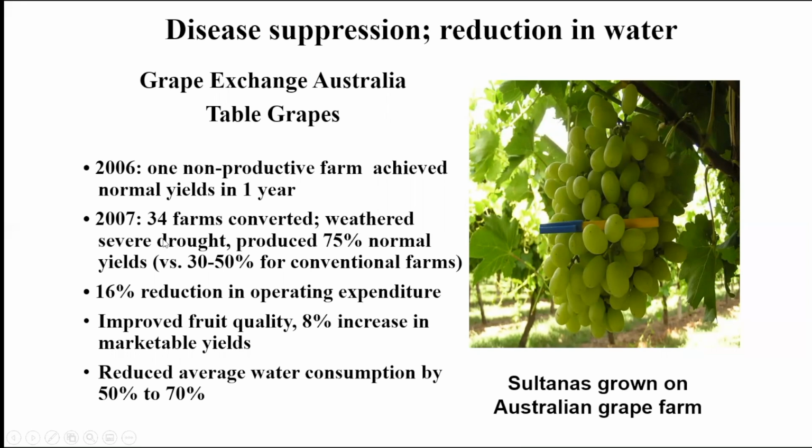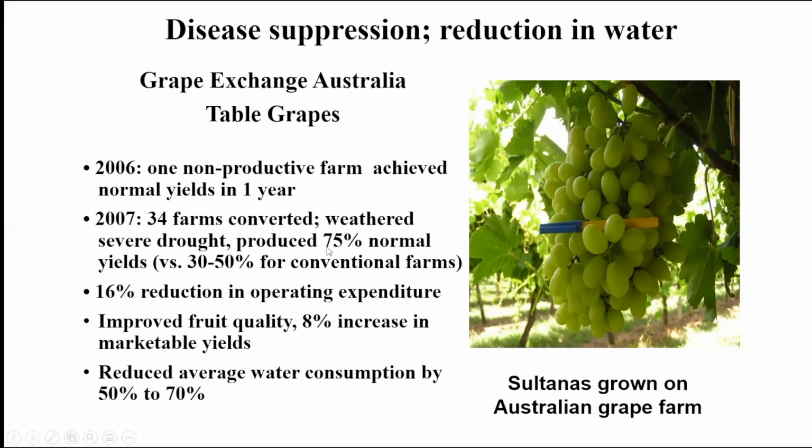They weathered severe drought. There was no rain at all from the beginning of the growing season. So from September onwards, remember they're in the southern hemisphere, so springtime is in September. So from September all the way through to the next July, they had no rain at all.